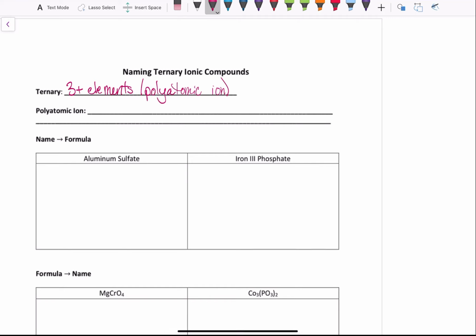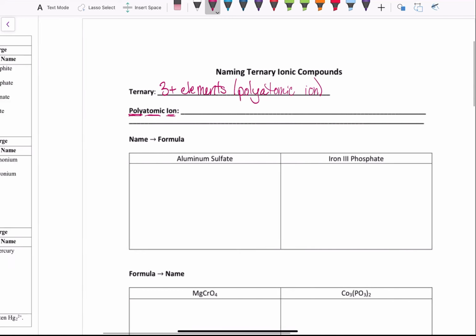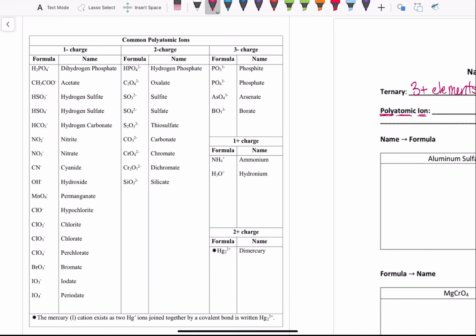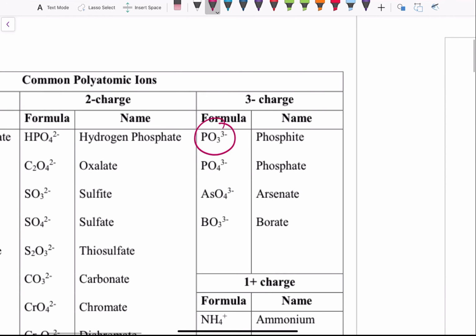So let's talk about what a polyatomic ion is. The prefix poly means many, and atomic relating to atoms, and it's all going to make up an ion. So what we see is an ion that has many different atoms in it. For example, phosphite right here. Polyatomic, many atoms. We have phosphorus and oxygen, but all of these group together, PO3, so 1 phosphorus, 3 oxygen, they group together to form an ion, and that is the ion's charge.